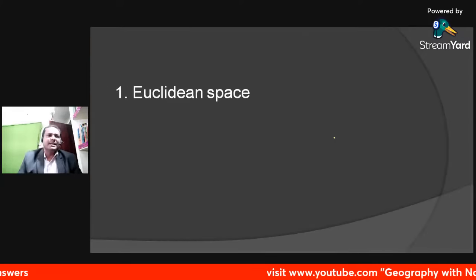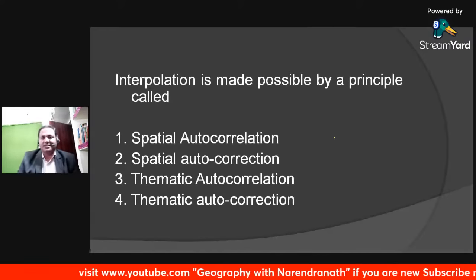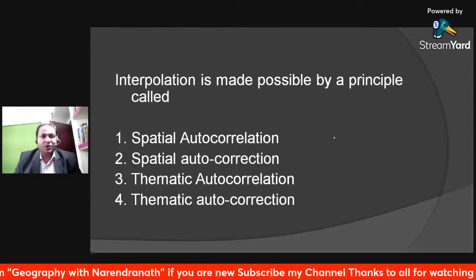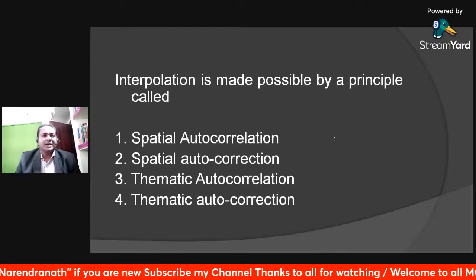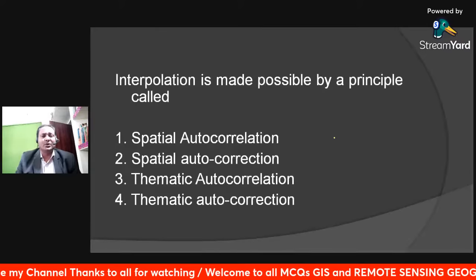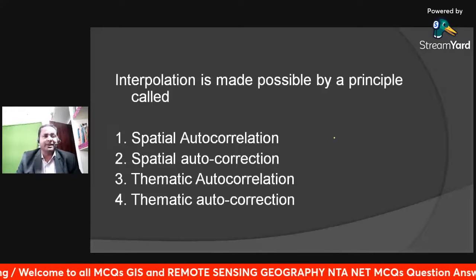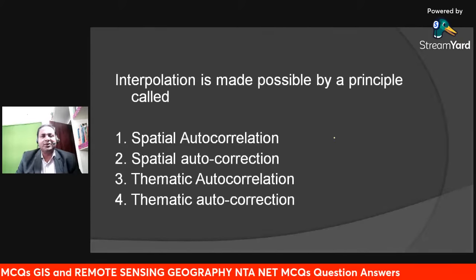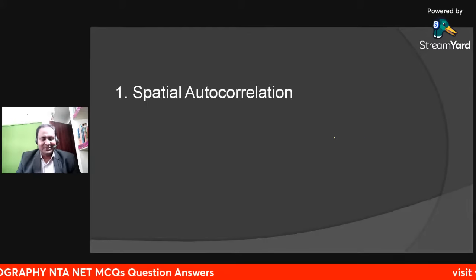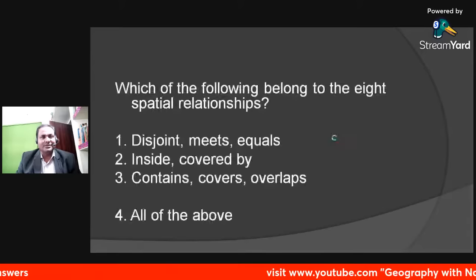And one another question: interpolation is made possible by the principle of what? It's a very interesting question. The spatial autocorrelation, and also the thematic autocorrelation. There are related options, sometimes with a hyphen and sometimes without a hyphen. So definitely the spatial autocorrelation is the correct answer. So this type of question is not easy.